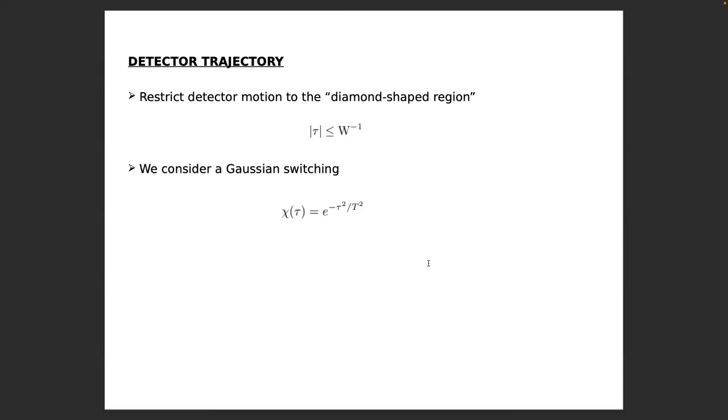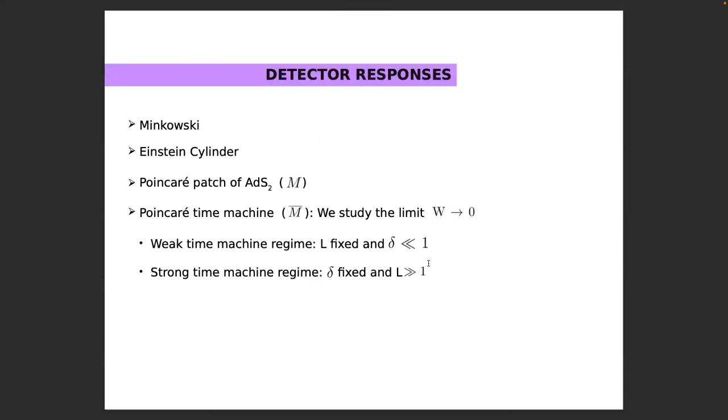So what are our preliminary results? We want to compare, as I said, Minkowski, the Einstein cylinder, the covering, that is the AdS2, and the time machine, studying the limit when this curvature goes to zero. As you remember, this W is defined by the two parameters, the A, that is the strength of the time machine, and L, the length. So we can reach this limit keeping L fixed and allowing this delta to be very small, or leaving this delta fixed and going for a very large L. And we took this notation from a paper in this topic by Roberto and Param.